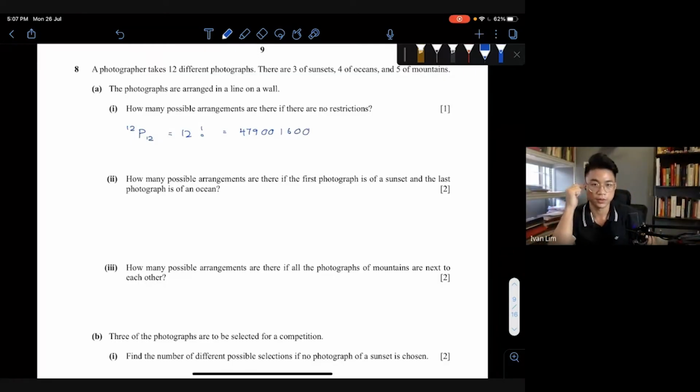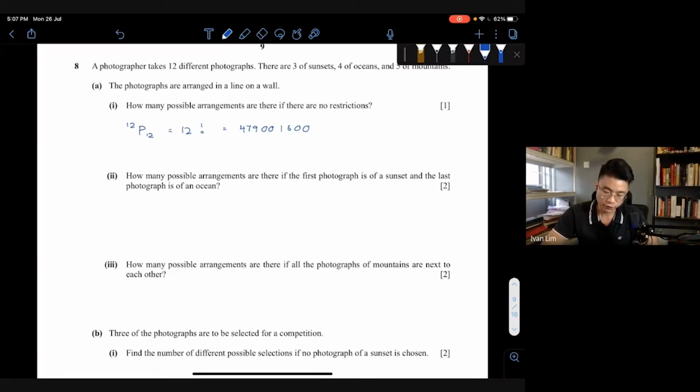479001600. Yep. Okay, 1 mark question. Okay, second one: how many possible arrangements are there if the first photograph is of a sunset and the last photograph is of an ocean? So they give you a condition: sunset first, last photograph ocean.